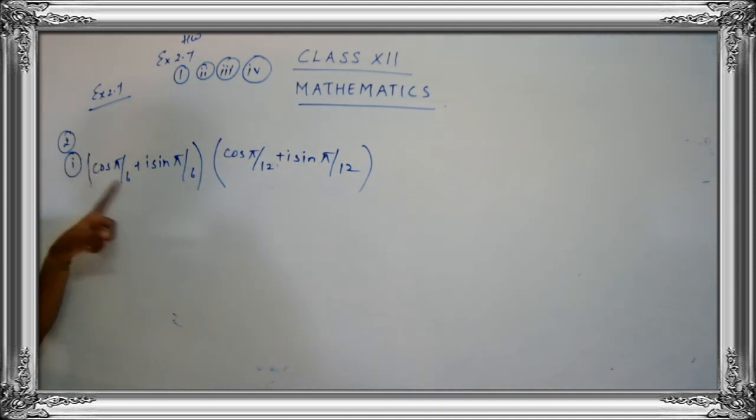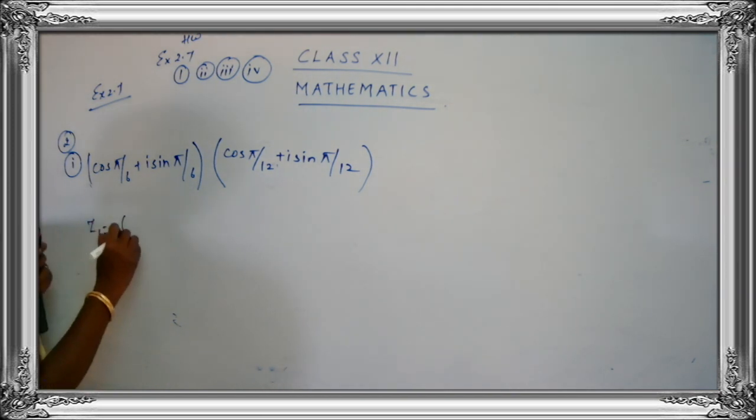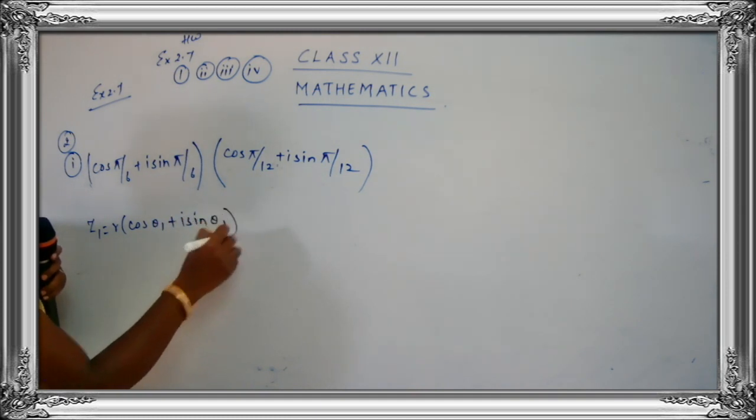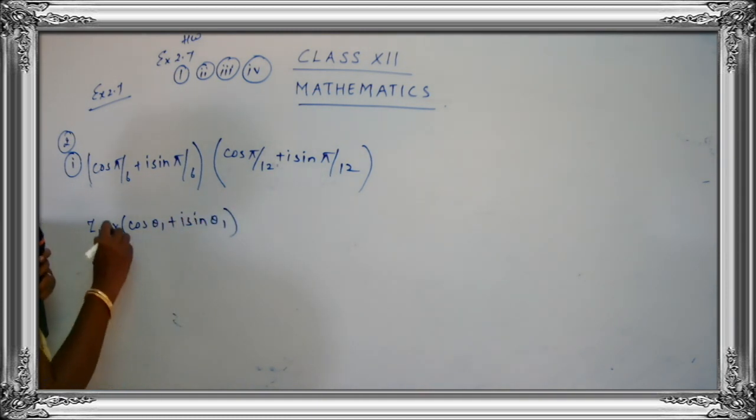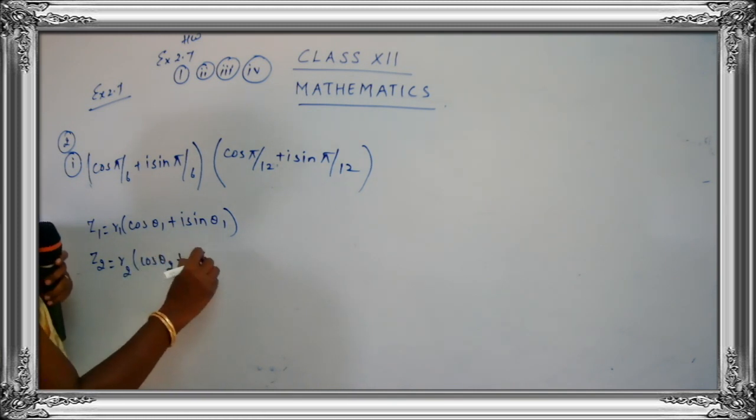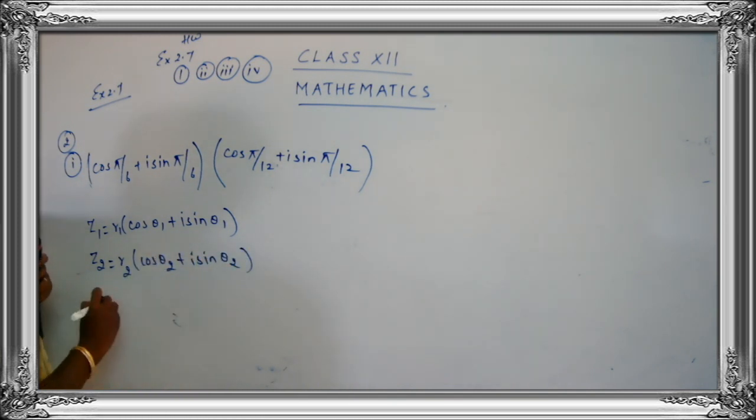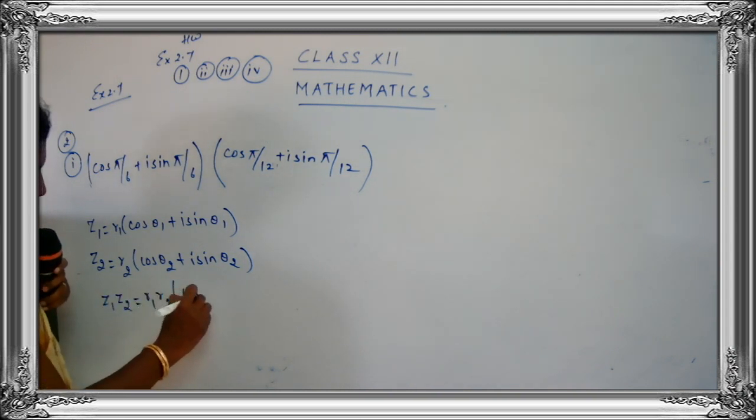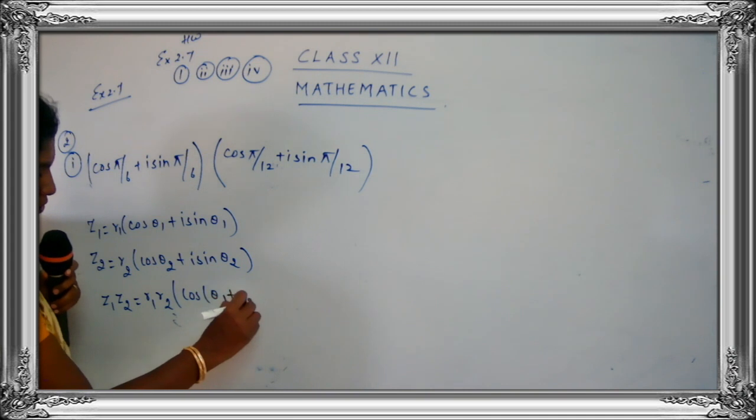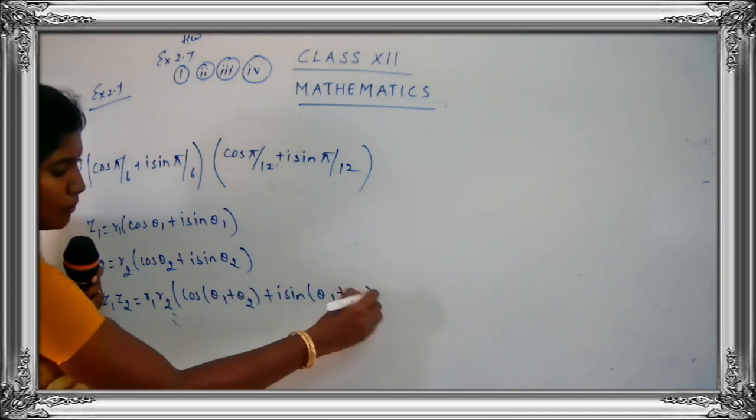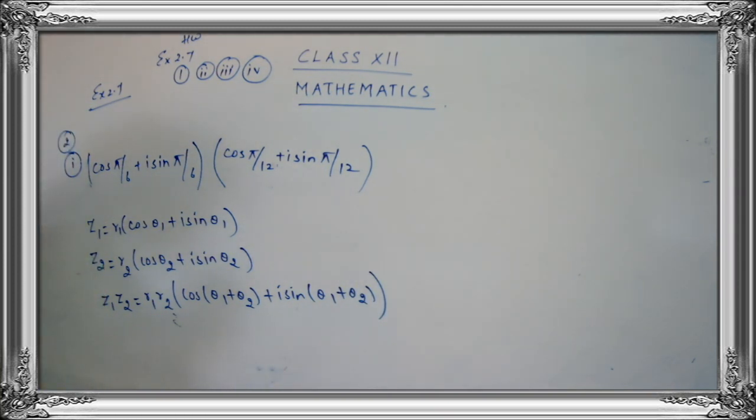Since R is not mentioned here, we have used a formula. If Z1 is equal to R cos theta 1 plus I sin theta 1 and Z2 is equal to R2 cos theta 2 plus I sin theta 2, then Z1 into Z2 is R1 R2 cos of theta 1 plus theta 2 plus I sin theta 1 plus theta 2. So this was the formula. Do you remember this property?